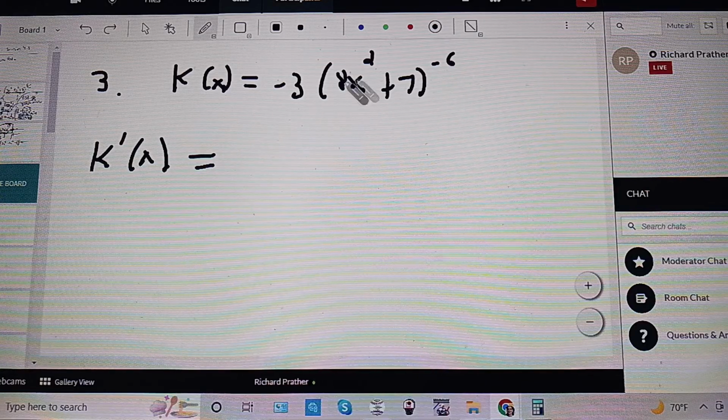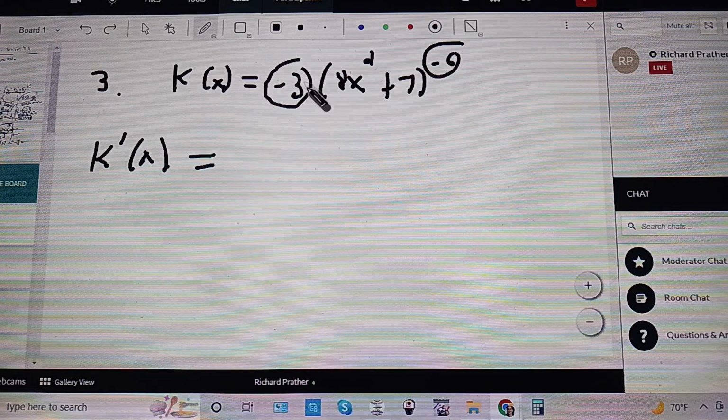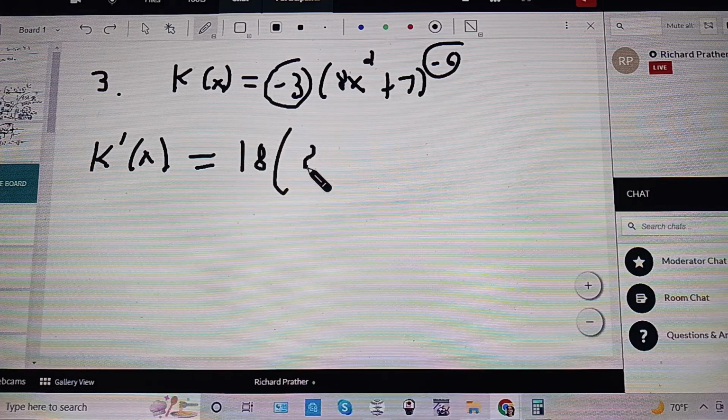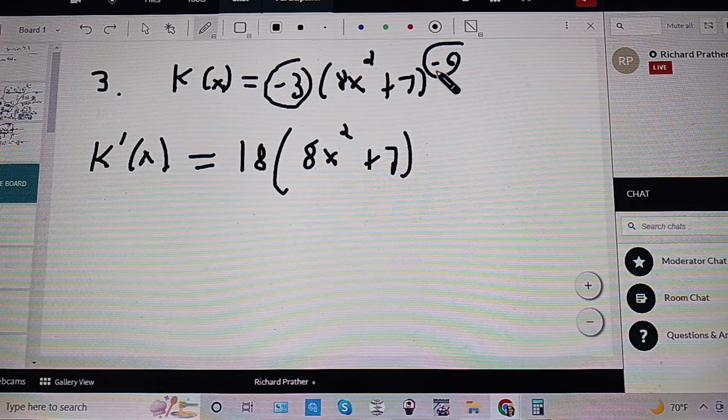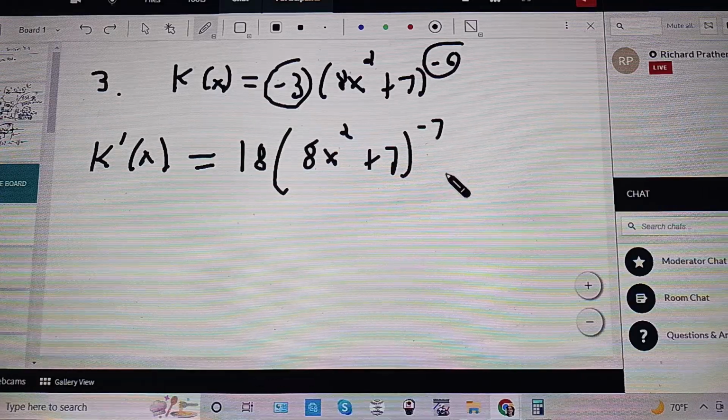So you can't distribute this negative 3 because there's an exponent here that's not a 1. If there's any exponent here other than a 1, you definitely can't distribute or factor to pull any GCFs out. I can use the power rule though and do exponent times the constant. Negative 6 times negative 3 is positive 18. The base would stay the same. And then I would decrease the exponent by 1. Negative 6 minus 1 is negative 7.